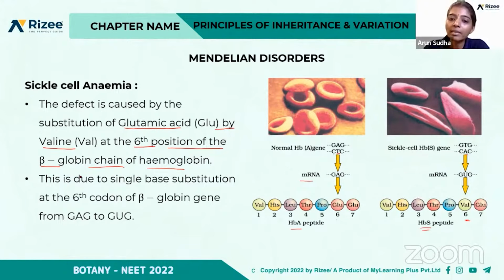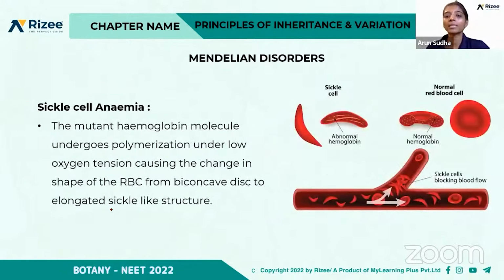This is due to the single base substitution. One base is substituted by the other base, right? So due to the single base substitution at the 6th codon of the beta globin chain from GAG to GUG, that is a point mutation, it leads to a disorder, that is sickle cell anemia. So what are the main symptoms?